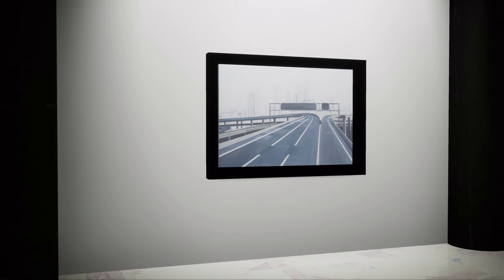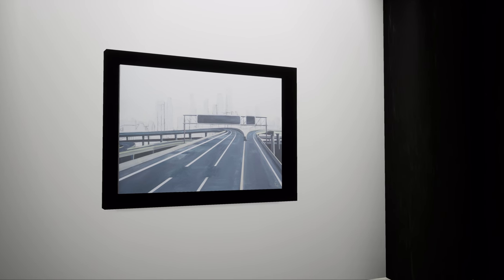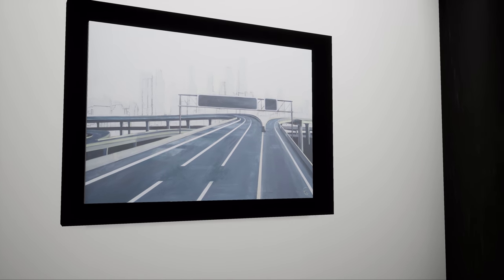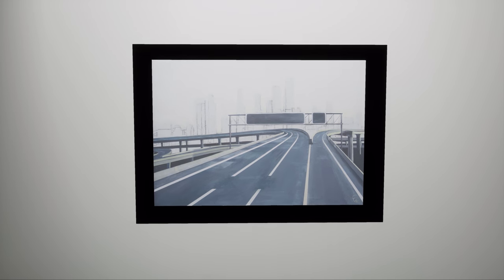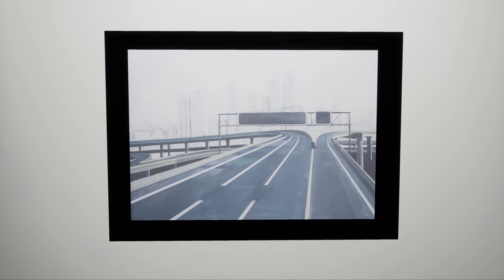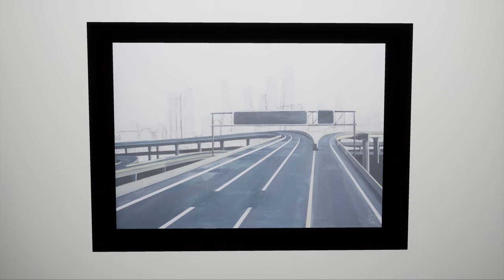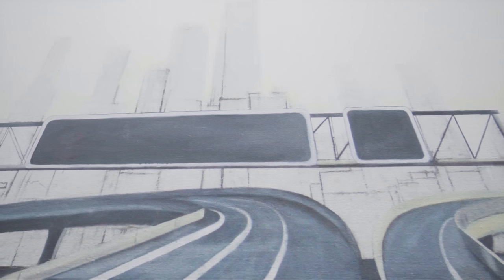H5N1. Why does this image of a street, which is devoid of any human beings and cars, have such a strange title? The bird flu virus, H5N1, stands for all kinds of diseases and dangers which threaten humanity. Seen from this perspective, the painting approaches the mysteries of fear and death, and how we deal with them.